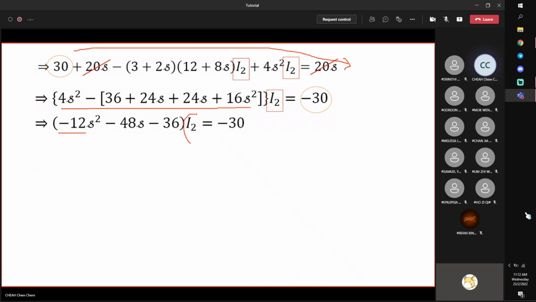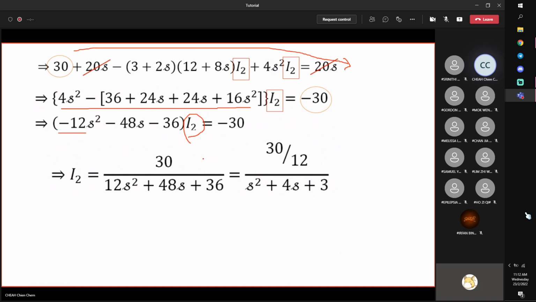After that I can get I2. The only thing is that this is in the Laplace domain, right? Now here I will take out 12. And then 30 divided by 12 is this term. Next, you would like to take the inverse Laplace transformation of this. And this term you cannot find in the inverse Laplace transformation table, alright? But you should try to factorize it.